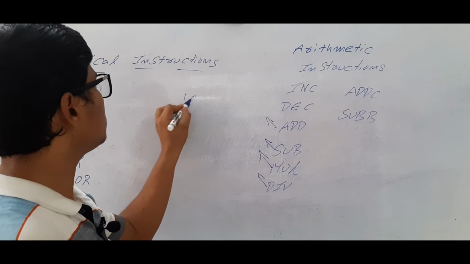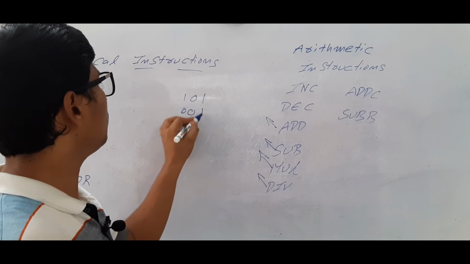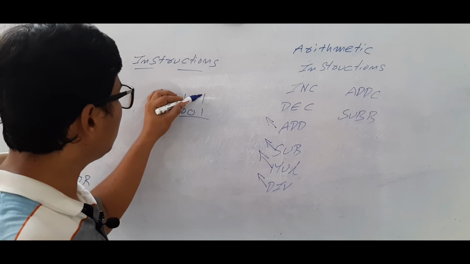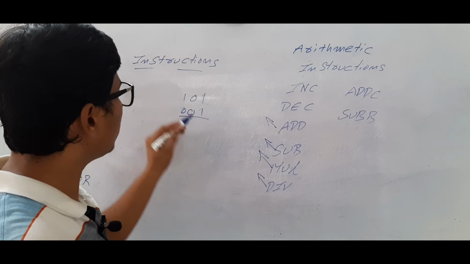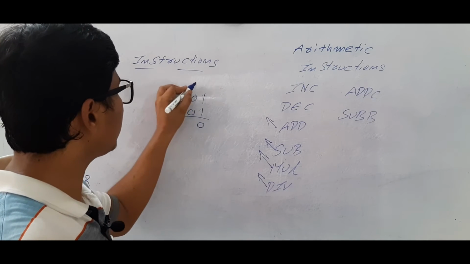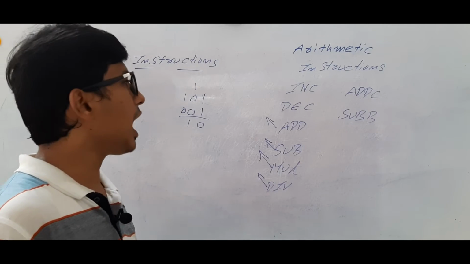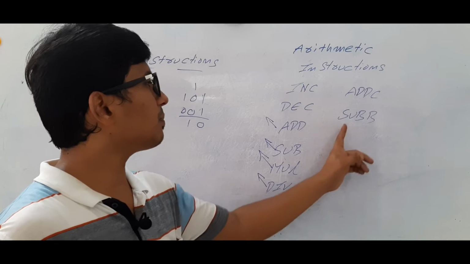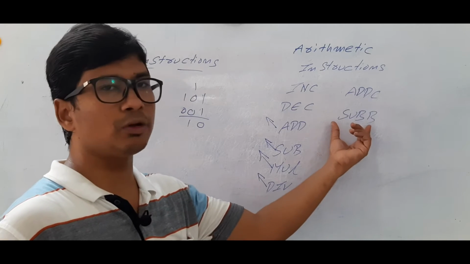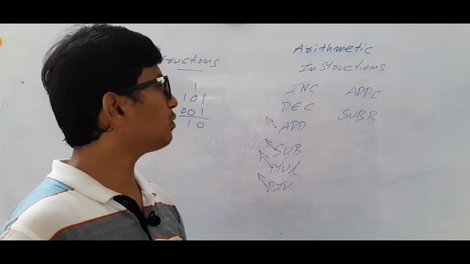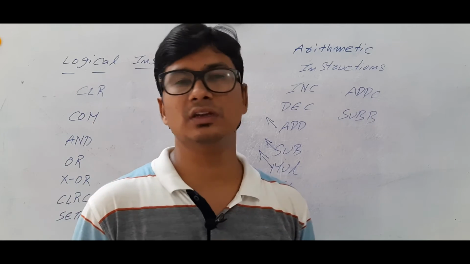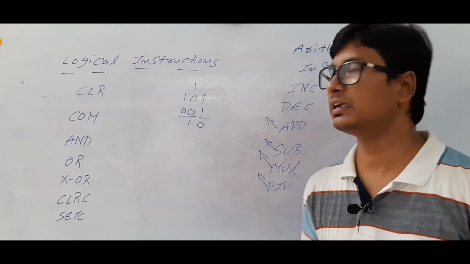Suppose it is 101 and 001, then what will I do? I will take the carry 1, 1, the sum will be 0 and the carry will be 1, and then this will be 1. Like that, I will add with the carry. And subtract with borrow: whenever you are performing the subtraction, you have to consider the borrow. That is what the two instructions are explicitly telling.